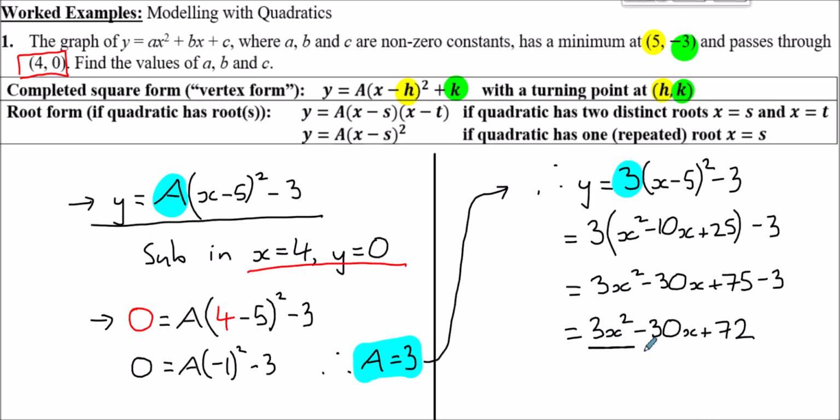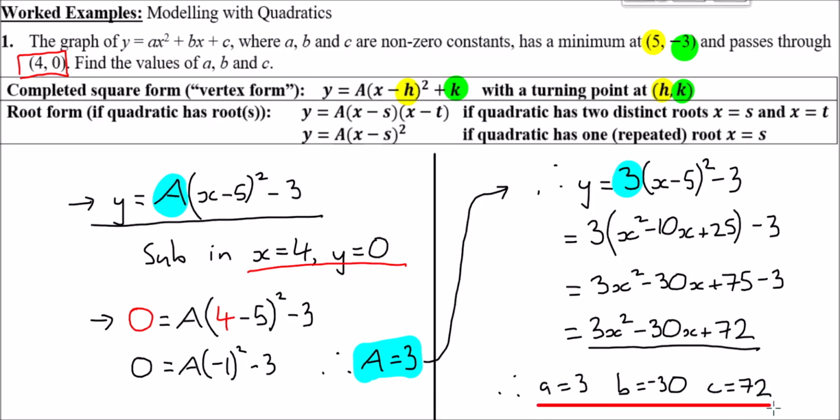Now that form is more useful. So comparing the coefficients of x squared, a has to be 3. Comparing the coefficient of x, b must be minus 30. And comparing the constant term c, we can see c is 72. So we've done the first worked example.